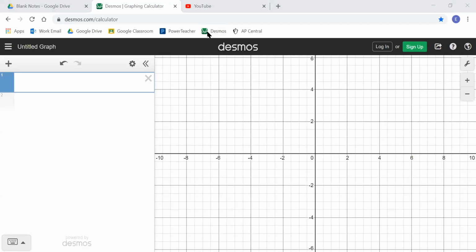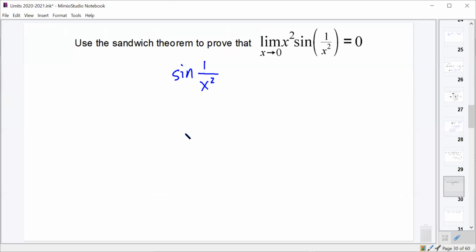Wait, so Mr. Bachelor, I have a question. Yes. So if it's x squared times sine of 1 over x squared, can you pretend that x squared is a constant and move it out of the limit? You cannot pretend that it's a constant because it's not a constant. No, you can't do that. You can only move it out if it is actually a constant.